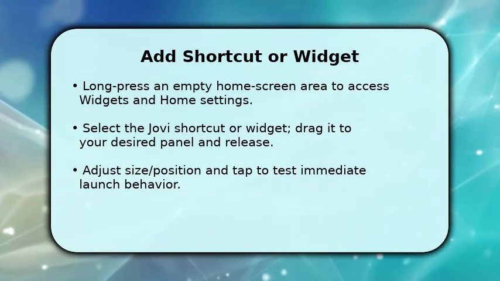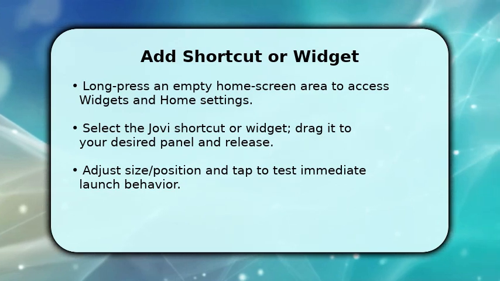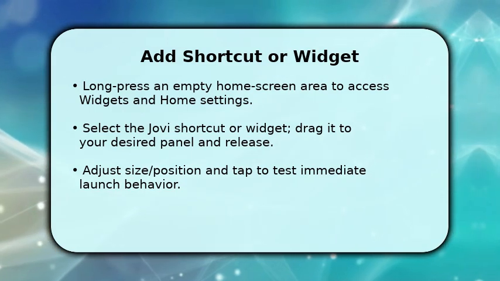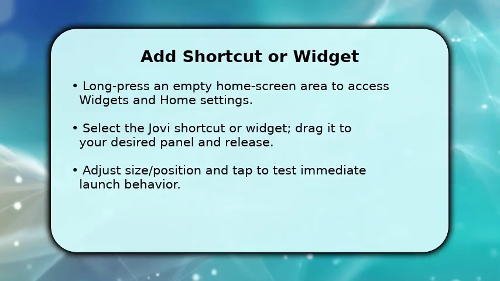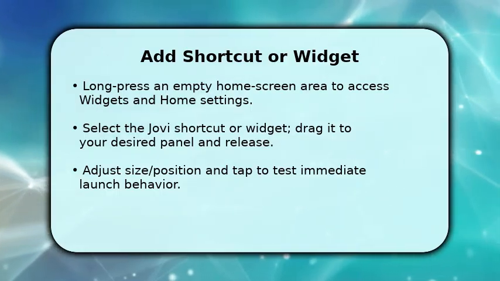Long press an empty area until widgets and home settings appear. Next, find Jovi in the widget list or shortcuts section. Press, hold, and drag its icon to the exact spot you want, then release to place it.